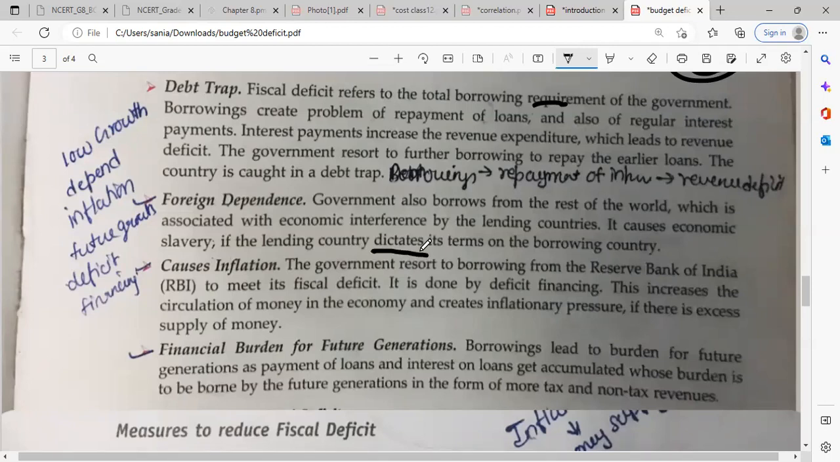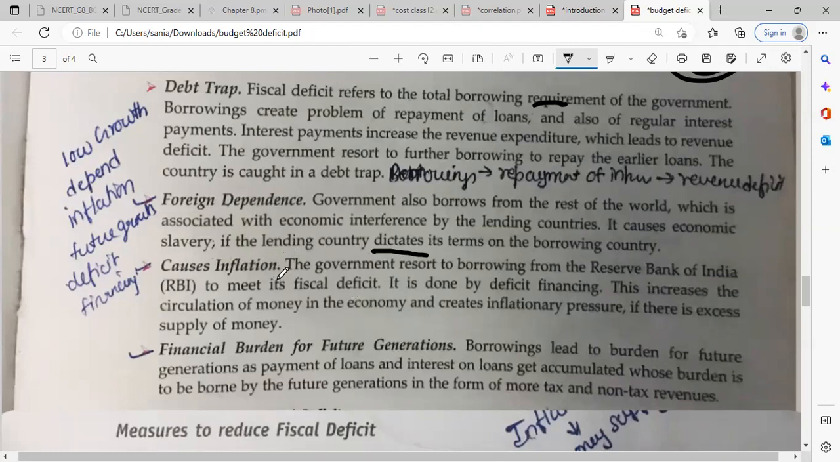Because somewhere I have so many favors on you, right? Because I have given you money. So sometimes the country that gives loans to another country tries to interfere in their policies and tries to dictate. It depends on the person. For example, I have given you money, I may not dictate to you or maybe I will, it's my personal choice. Similarly with countries, either they can dictate or they will not. Clear?